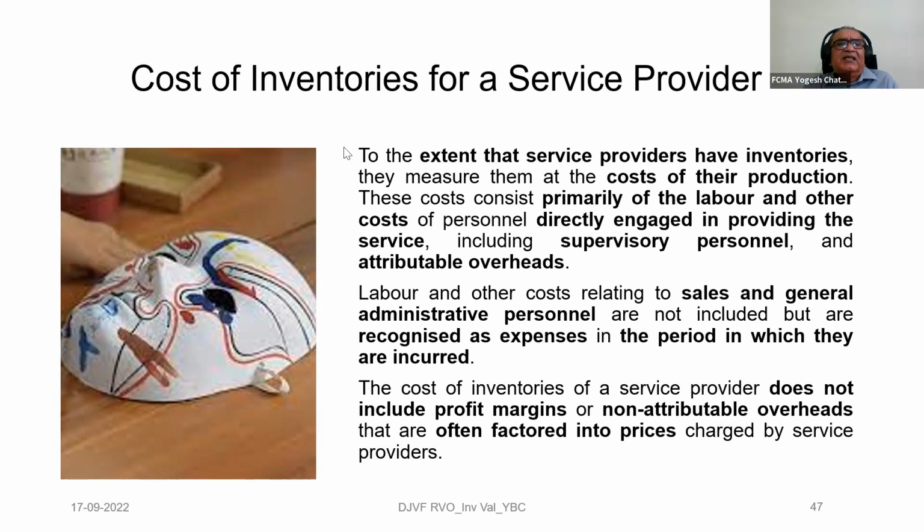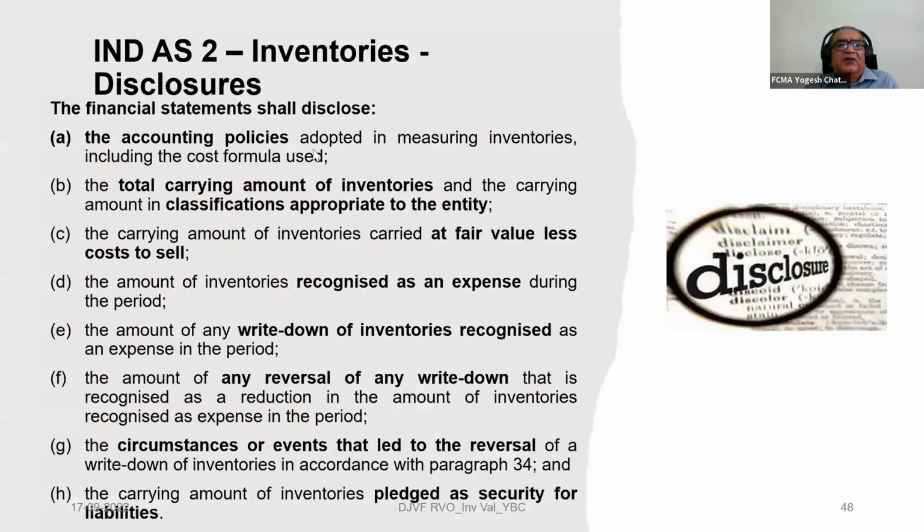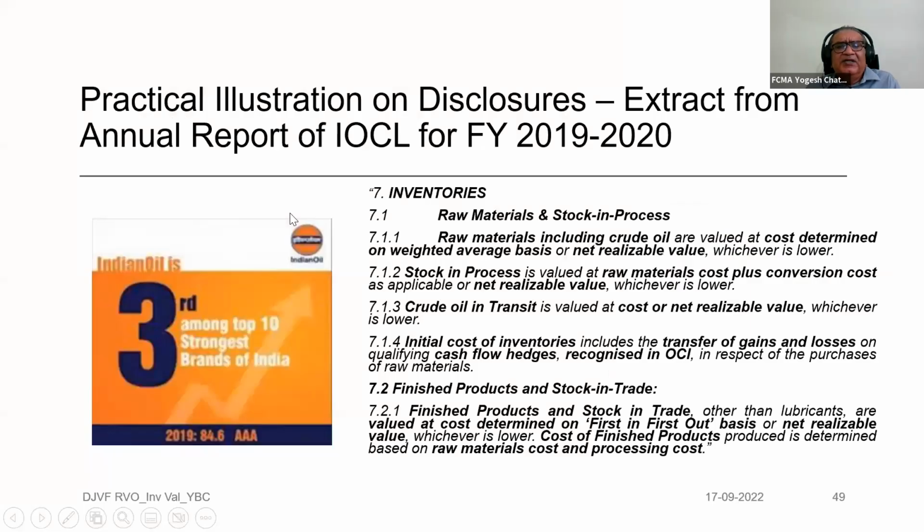And these are the disclosure requirements. So the accounting policy adopted. As I told you, if we see practically the annual report of a reputed company, then we will have first-hand knowledge of the disclosure. And I had shown you the disclosure made by Indian Oil in its annual report. So that is about disclosure requirements under Ind AS 2. So we covered IOCL.